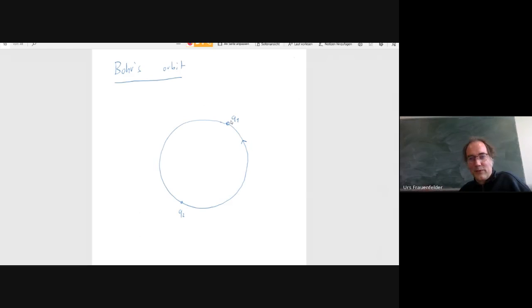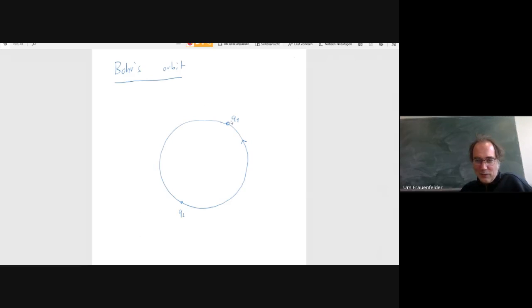Bohr always went first, in Bohr's model, for circles. It's kind of funny if you go back to the history. In the time of Aristotle, the circles were in the heaven, so the planets were moving on circles, and on the earth there were lines, so the stones fall down on lines. But now for Bohr, the circles are in the atom.